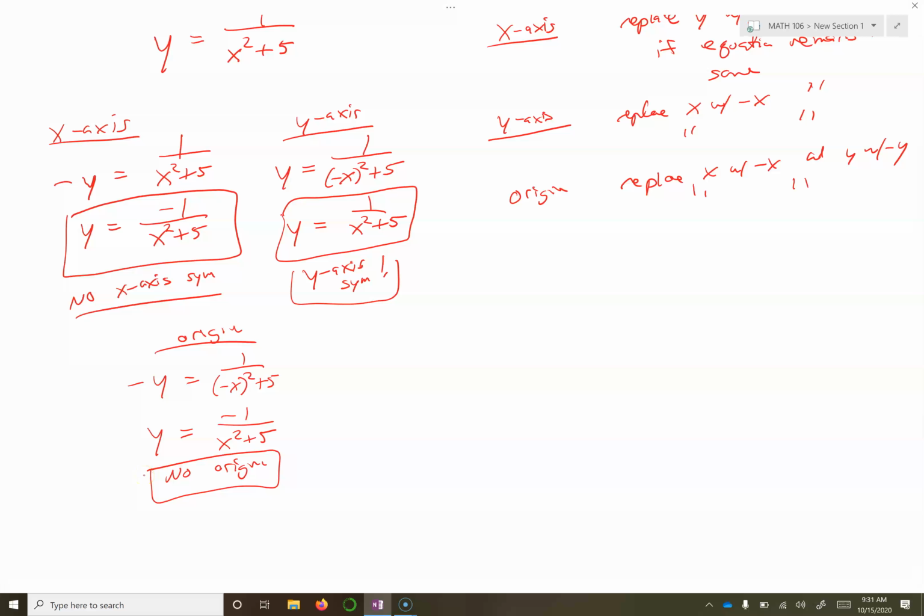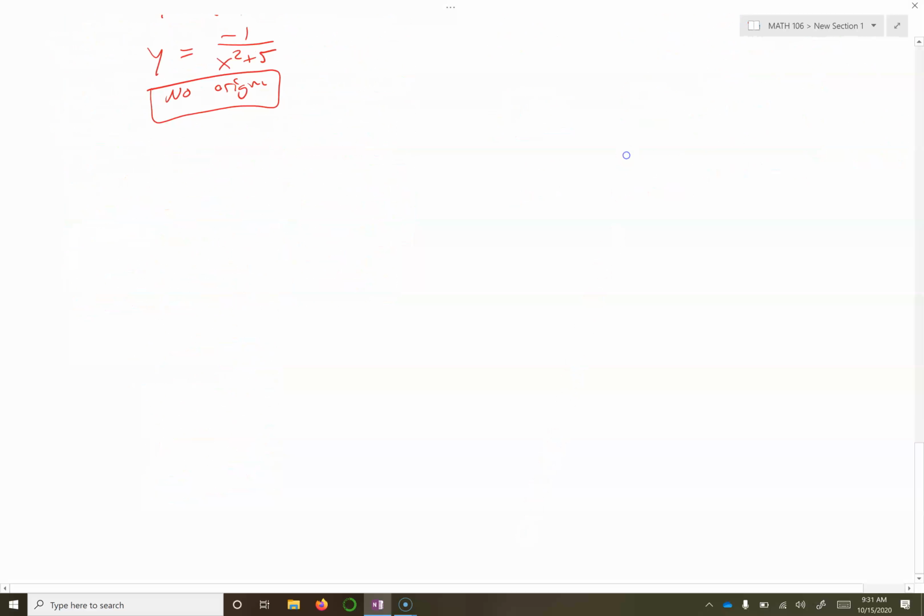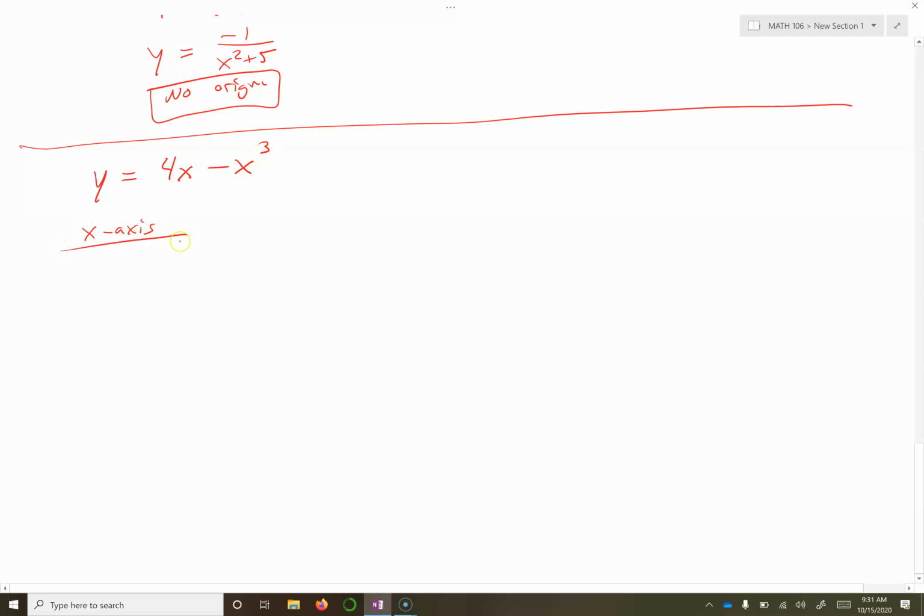Let's see, what do we got? 9:30. So let's do one more example. So here's another equation, y equals 4x minus x cubed. So we know what we have to do for each of these. For x-axis, we're plugging in a negative y. So negative y equals 4x minus x cubed. So that means y equals x cubed minus 4x. That's not the same as our original, so we do not have x-axis symmetry.